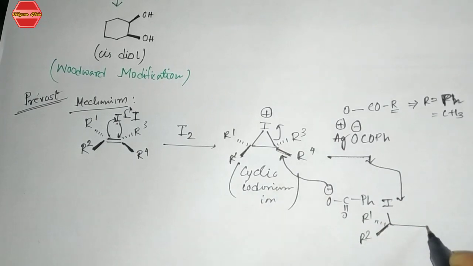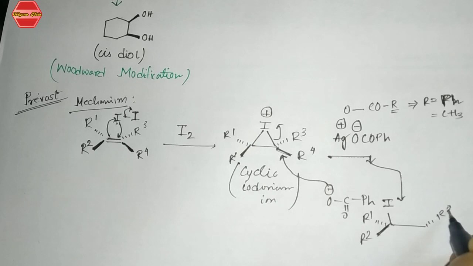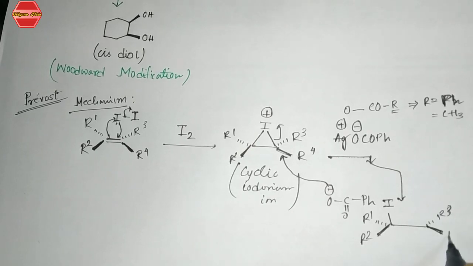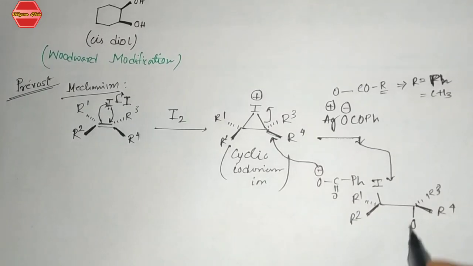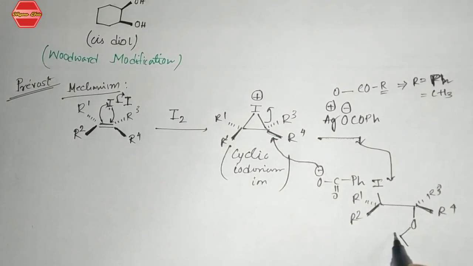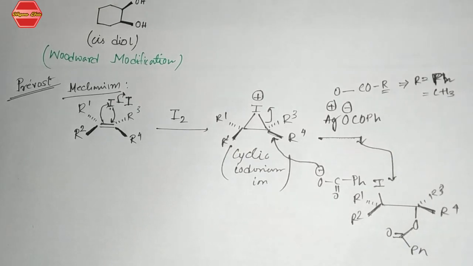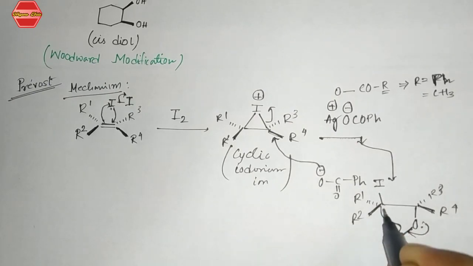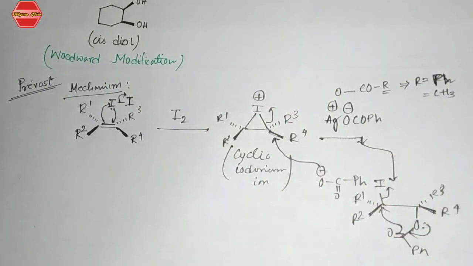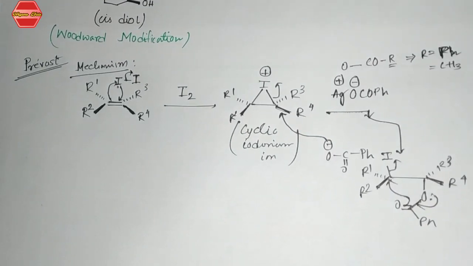R1, R2, and here is your R3, this is your R4. Okay, now this that is what we use. Now this oxygen has a lone pair of electrons, and this oxygen lone pair pushes back over here, and this will go here, and this will leave from the system. That is, iodine leaves from the system easily.